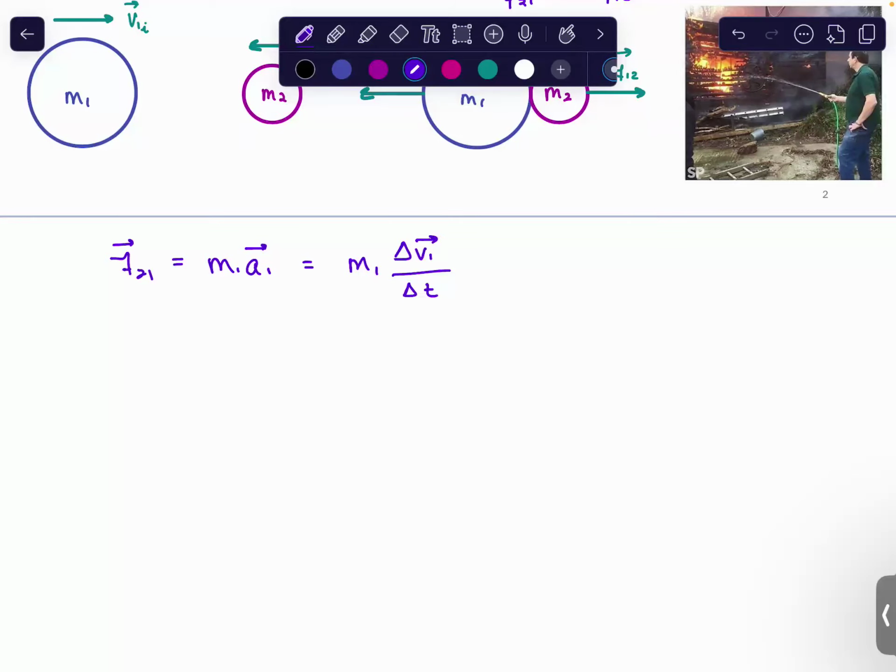Now, velocity is getting a subscript. Why isn't time getting a subscript? There's only one. Same time, why? Same system. When are they the same system? When they're touching. So this time interval where momentum changes is the amount of time that they're touching each other.